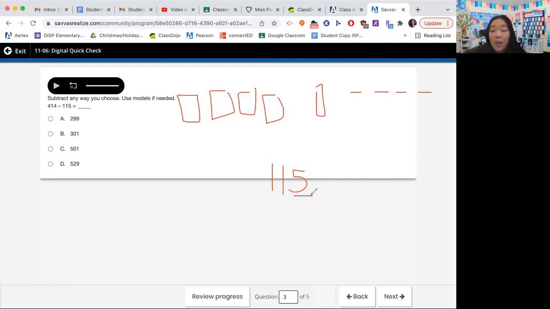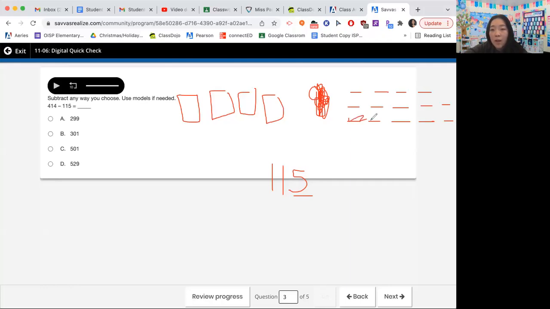But we don't have enough ones. So what do we need to do, boys and girls? It starts with an R. Regroup. We need to regroup. Very good. So regroup to take away this 10, so now there are 0 tens left. 1, 2, 3, 4, 5, 6, 7, 8, 9, 10. Okay, now we can take away 5.